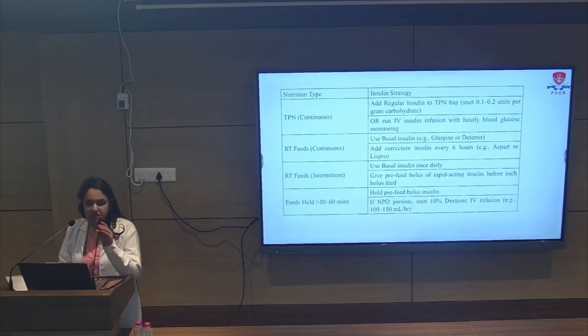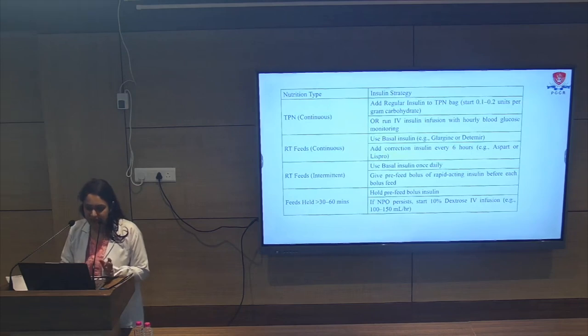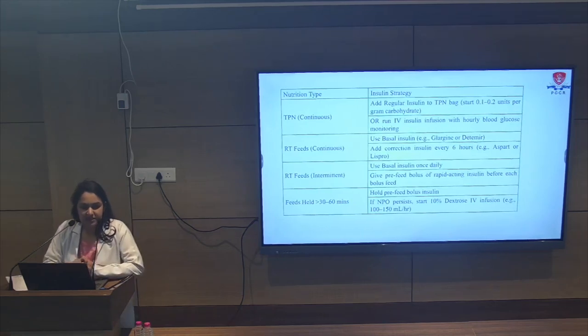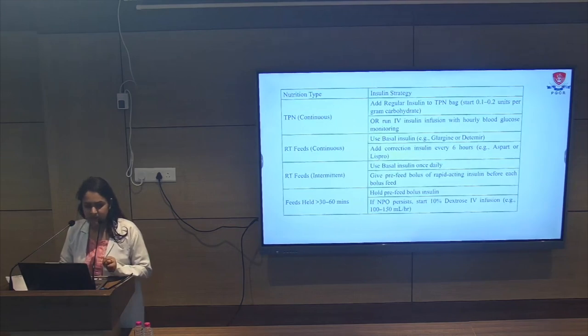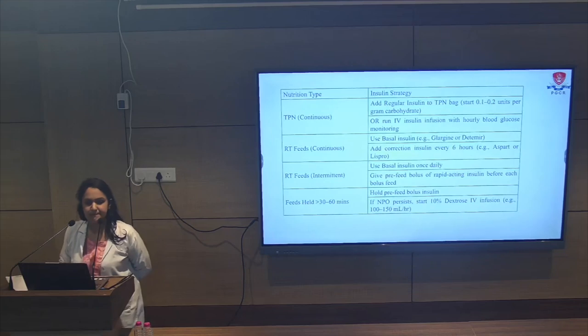Now, if the patient is on total parenteral nutrition, we add regular insulin to the TPN bag and we start at 0.1 to 0.2 units per gram of carbohydrate, because we are trying to change the profile of the patient by giving insulin. So we will have this question which sir is asking.